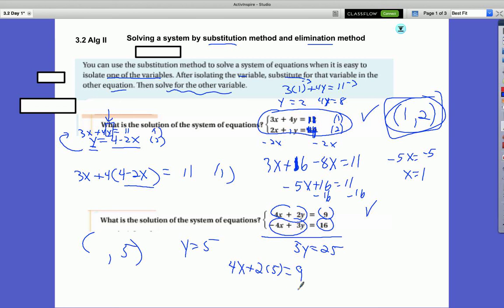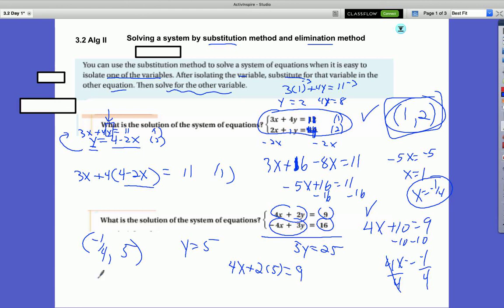So 4x plus 10 equals 9. Subtract 10. Divide by 4. And the answer is not 4, it is -1/4. So you got a fraction for an answer, but you really didn't have to do any work to get that value. It's just -1/4. So -1/4.